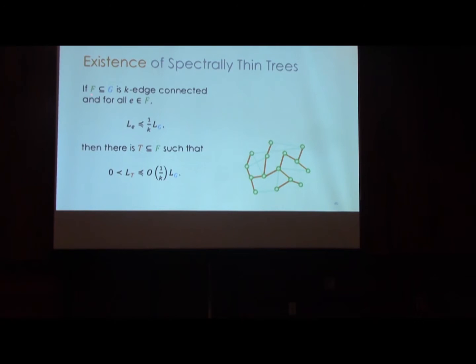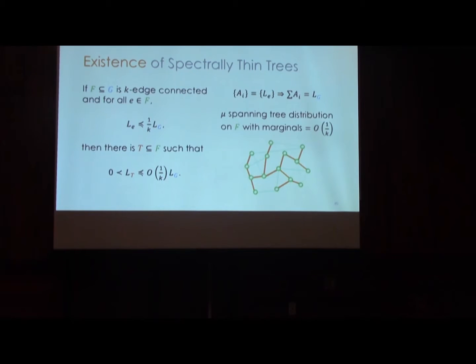I have to use the fact that F is k-edge connected and that these effective resistances are small. So if the subset F was the whole graph, this would have been already implied by MSS and RBL. The whole new thing is that you can actually constrain yourself to having low effective resistances in a subset.